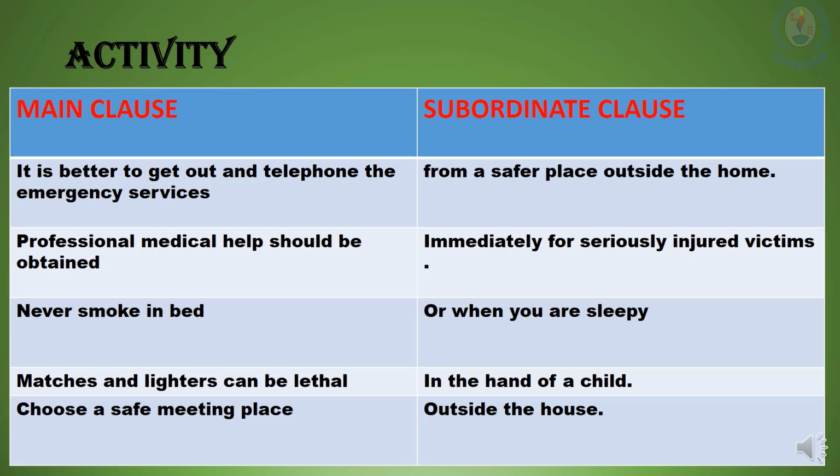Activity, page number 49, A part. I have divided the main clause and subordinate clause. So observing this chart, you can create sentences. Main clause: it is better to get out and telephone the emergency services. This is the main clause. What is the subordinate clause? From a safer place outside the home. So how do you say it together? It is better to get out and telephone the emergency services from a safer place outside the home.